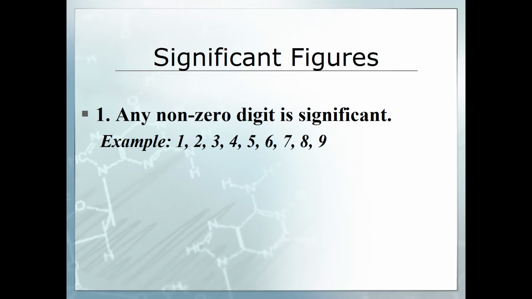Out of curiosity, who put example 1, 2, 3, 4, 5, 6, 7, 8, 9? You should know 1 through 9 are non-zero digits. And do y'all know the name of our numbers? We use the Arabic numbers. We use the Latin alphabet.